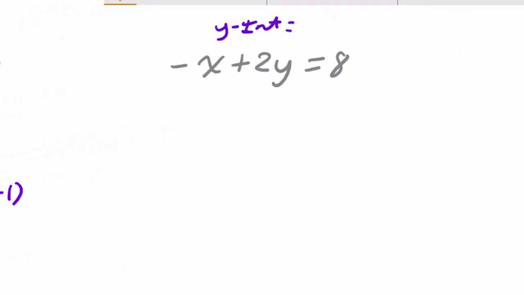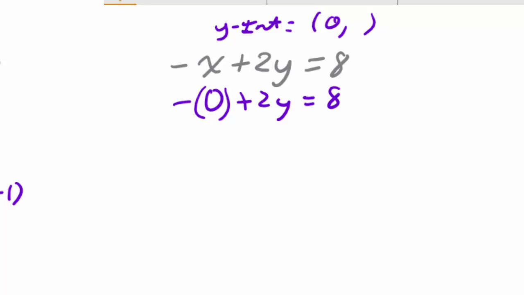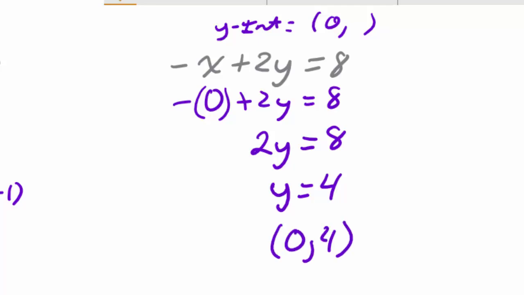The y-intercept occurs when we have a 0 in place of x. So we're going to put a 0 in place of x. And negative times 0 is still 0. And 0 plus 2y is an identity. So that's just 2y equals 8. Divide both sides by 2, y equals 4. So the y-intercept should be 0, 4. And we'll go graph that and then draw our line.